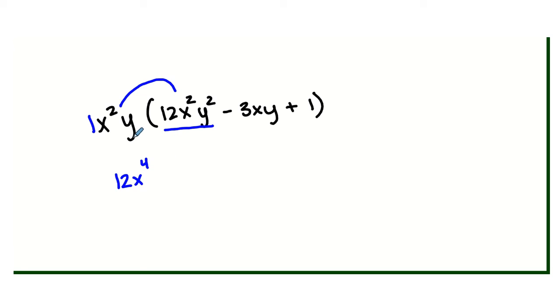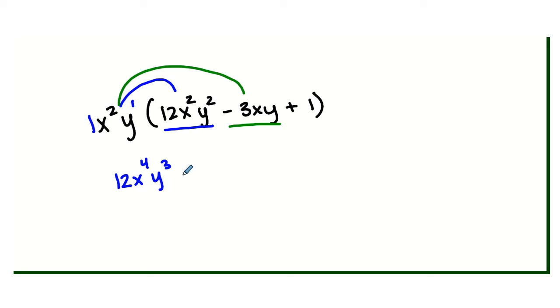Now I'm going to look at the y's. Y times y squared is y cubed. This y has an imaginary exponent of 1. And then here I have an exponent of 2. Now let's go on to the next one. Xy squared times negative 3xy.